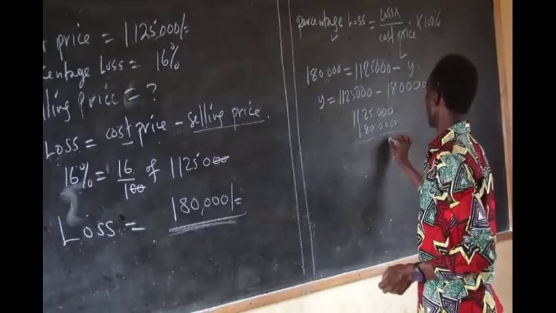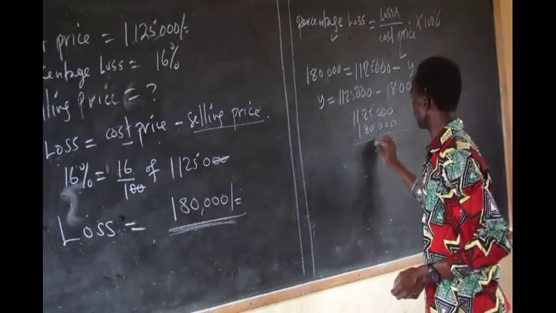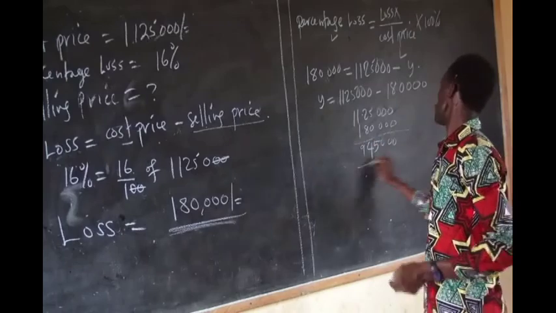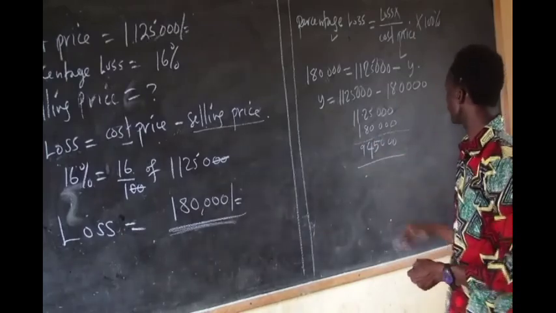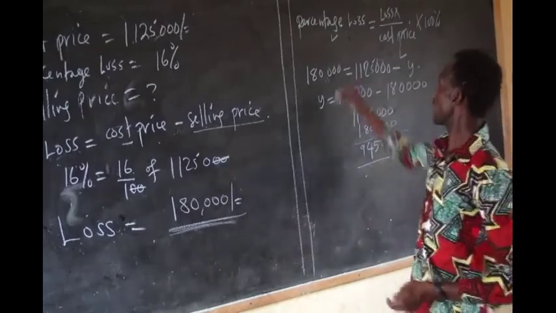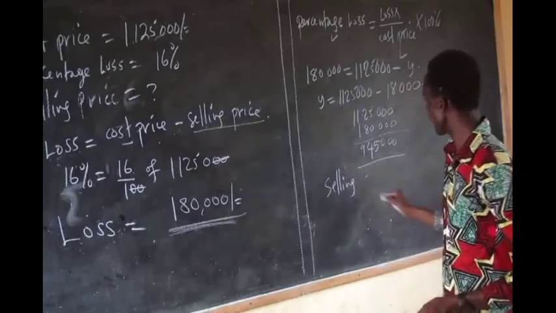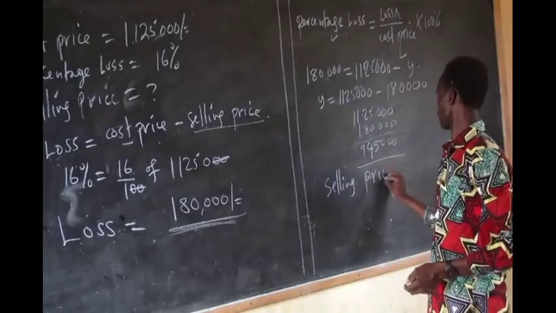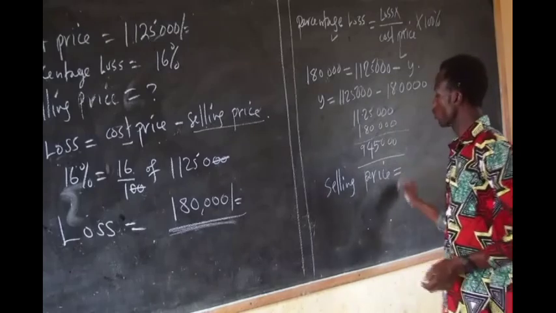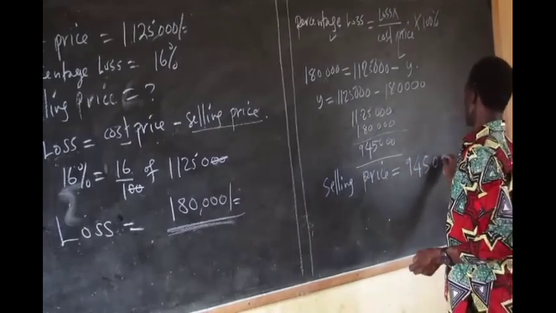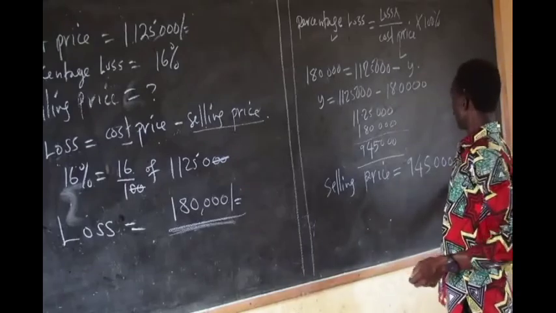So here it is 0, 0, 0. It is then 5 here, then 4 here, then 9. So we just have 945,000. We conclude by saying the selling price was equal to 945,000. So this is the selling price.